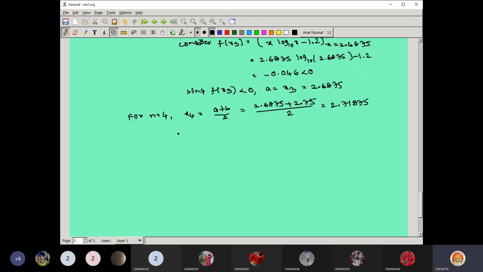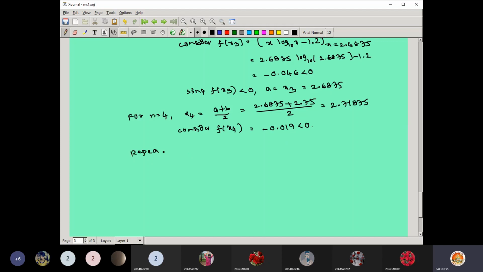So this you are substituting in your f of x4, that function f of x4. Tell me the answer, what comes. If I write that x4 value in the given expression, what will be the answer you are getting? 2.71875 into logarithm of 2.71875 minus 1.2, minus 0.019. So minus 0.019, again less than 0 has come. Don't go beyond that, we have almost reached there. Since we have already done 5, better you make a statement.